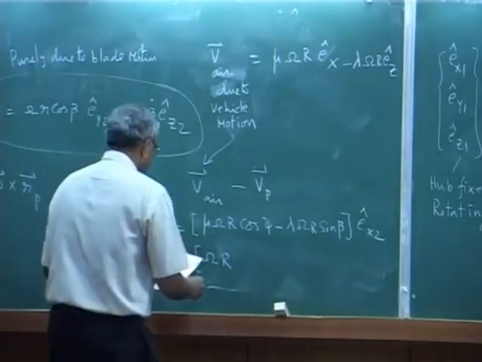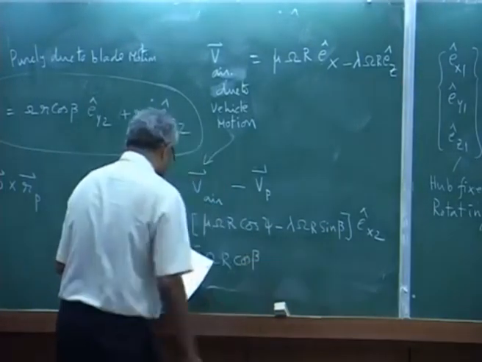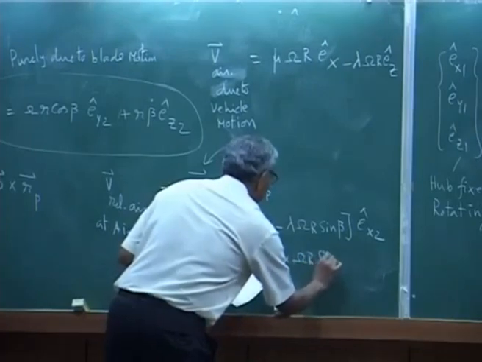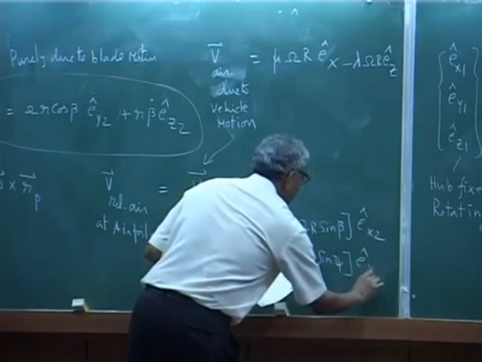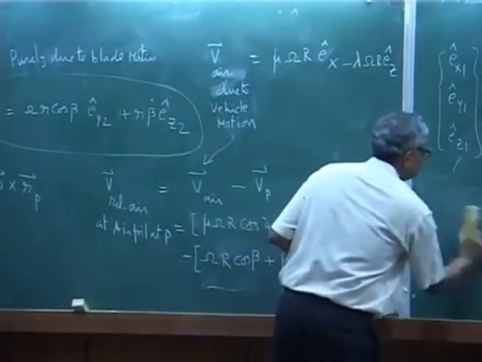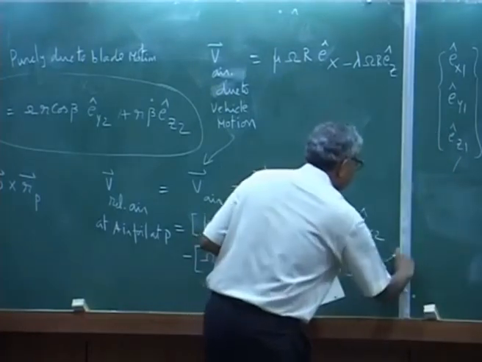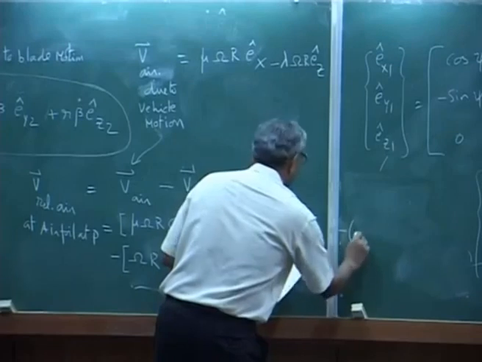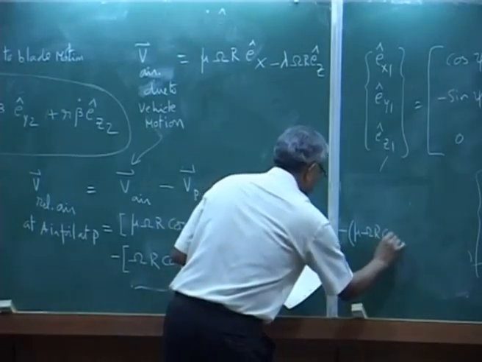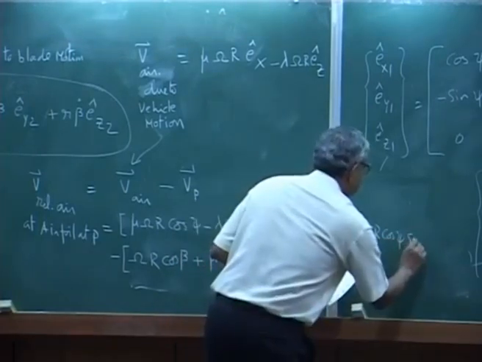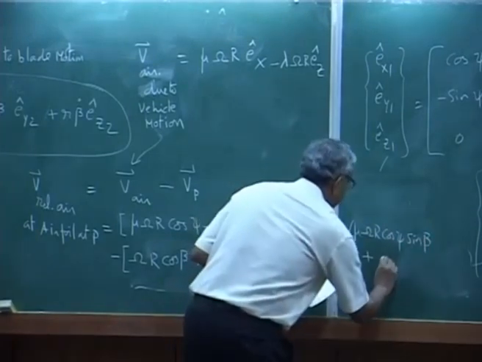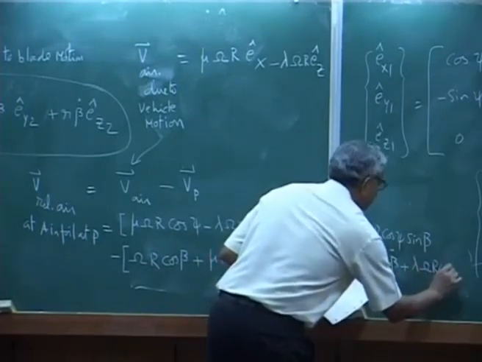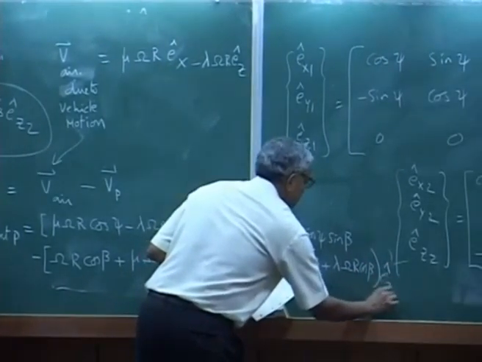omega r cos beta, okay, so I am carrying on this here plus, not plus, actually it will be a minus sign, minus mu omega r cosine psi sine beta plus r beta dot plus lambda omega r cos beta e hat z 2, okay.